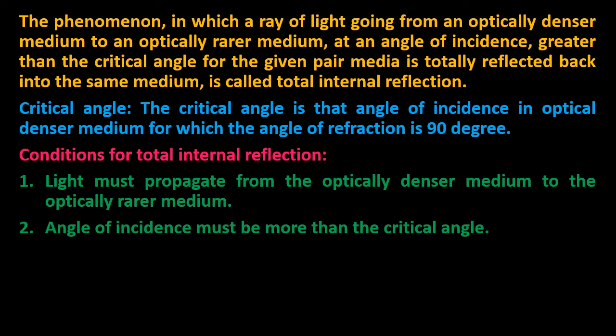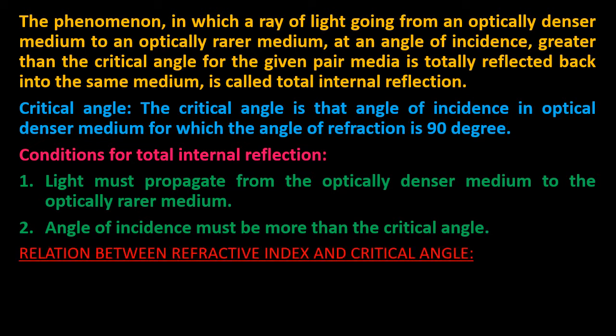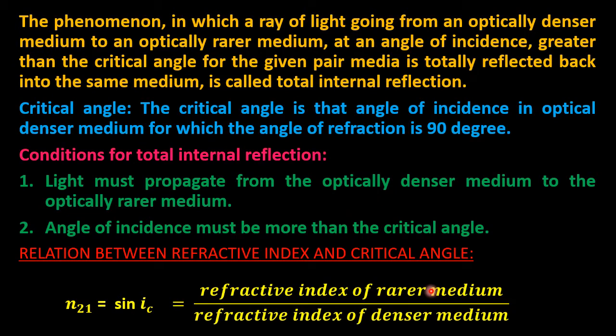Now, there exists a relationship between the refractive index of the two media and the critical angle, which is very important for numericals. So here is the relation between the refractive index and the critical angle. They are related by this formula: n21, which is the refractive index of the rarer medium with respect to the denser medium, equals sine IC, where IC is the critical angle. This can also be written as the refractive index of the rarer medium divided by the refractive index of the denser medium.